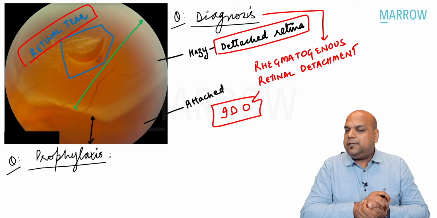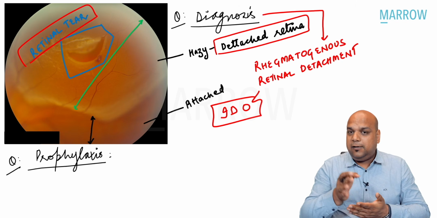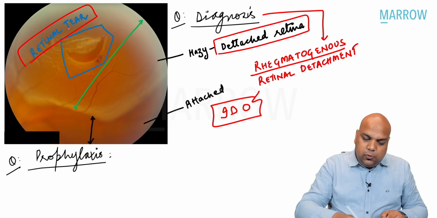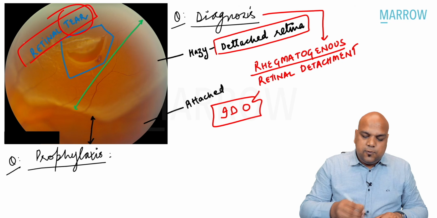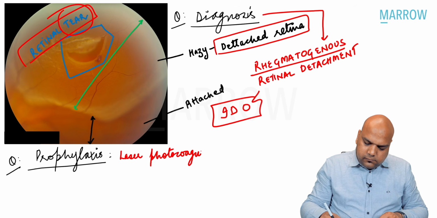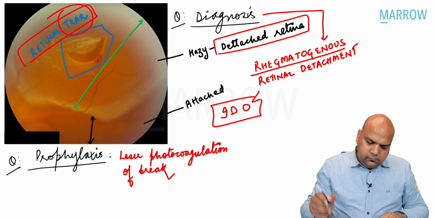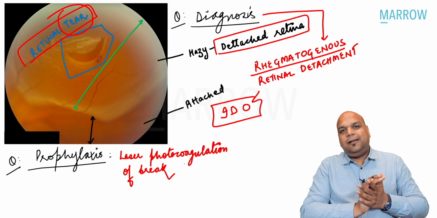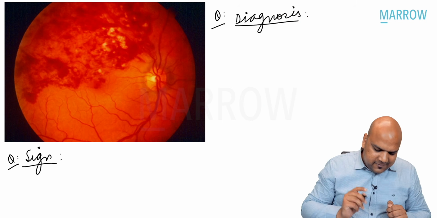Can we do prophylaxis of this case? Yes, because we know rhegmatogenous retinal detachment occurs due to a tear or a break. So what do we need to do? We need to do laser photocoagulation of the break. Done, everyone. Let's move on to the next photograph.